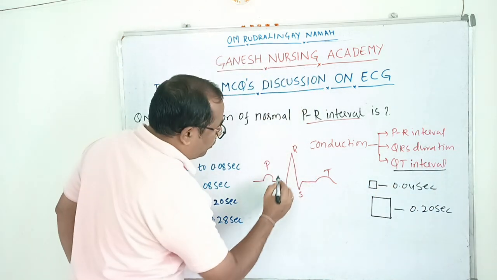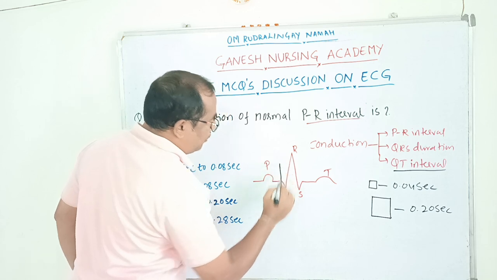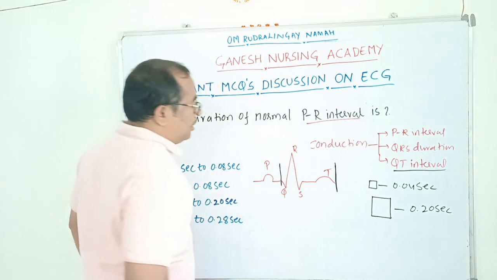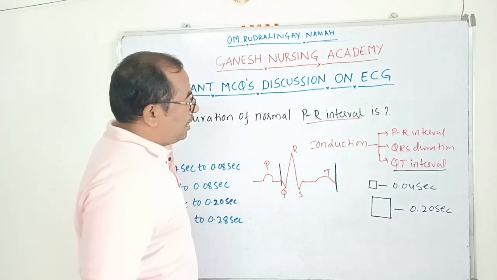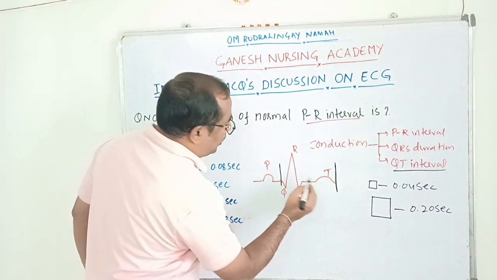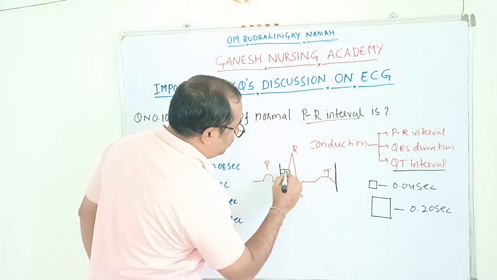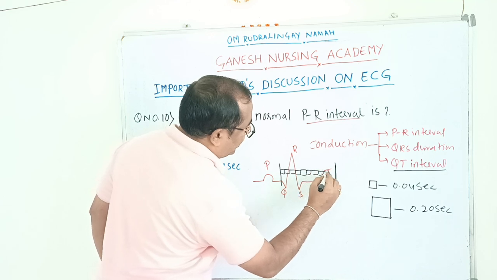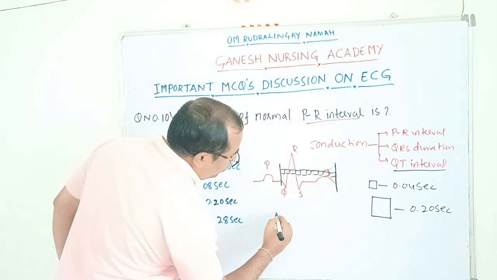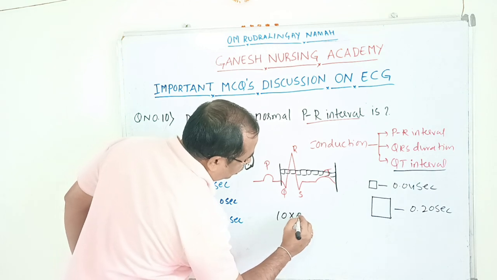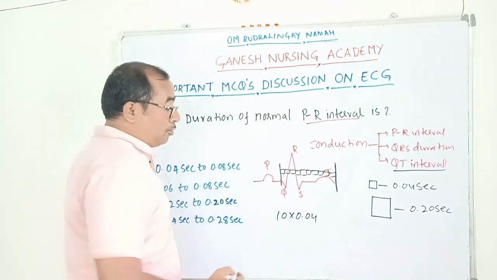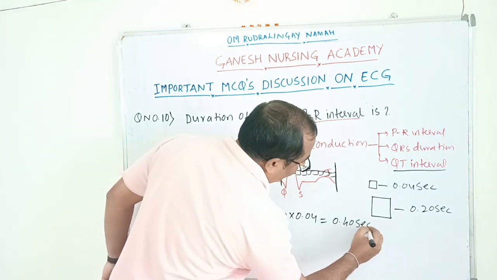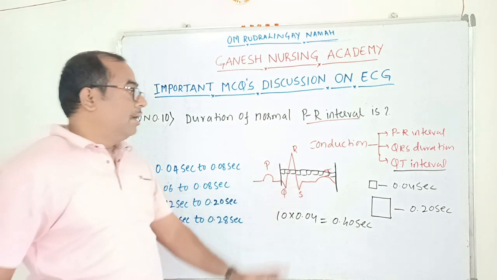So what do you have to do? We have to mark from the beginning of the Q wave, where the Q wave begins, to the completion of the T wave, where the T wave completes. And we have to count the number of small boxes. For example, 1, 2, 3, 4, 5, 6, 7, 8, 9, 10 small boxes are there. If 10 small boxes are present, 10 into 0.04, because one small box duration is 0.04 second, that will give us 0.40 second. So this is the QT interval that we obtained after the assessment.